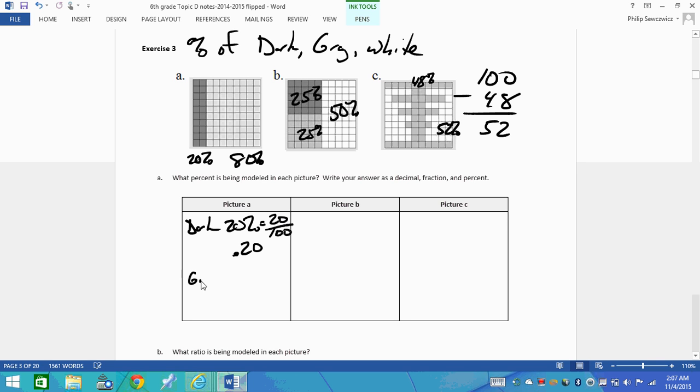For the gray portion, again, we've got our percent that's there. Again, percent's always out of 100. So there we are, out of 100.